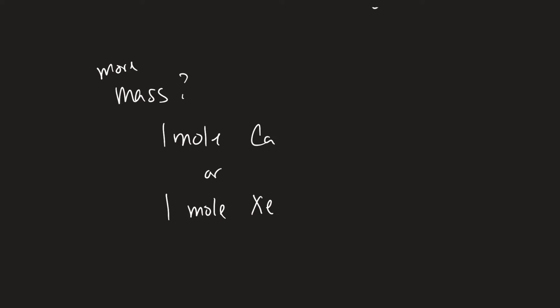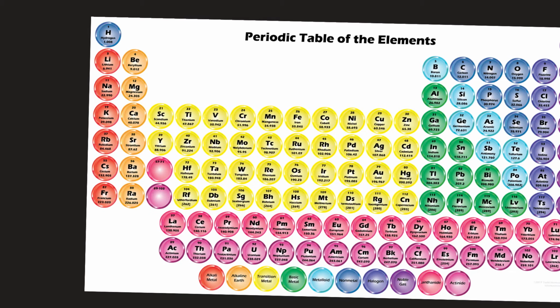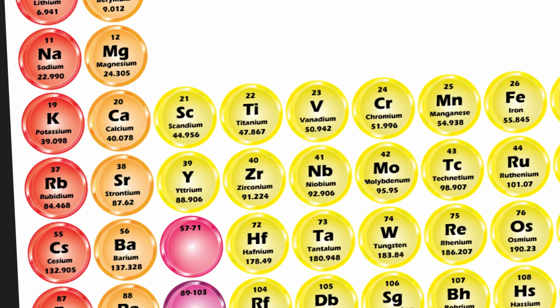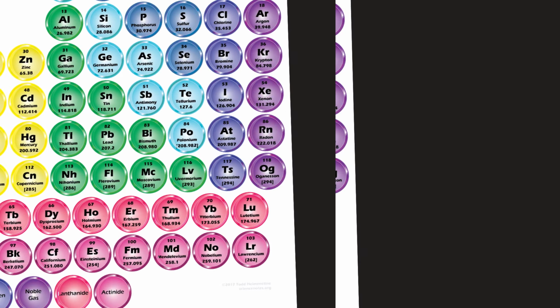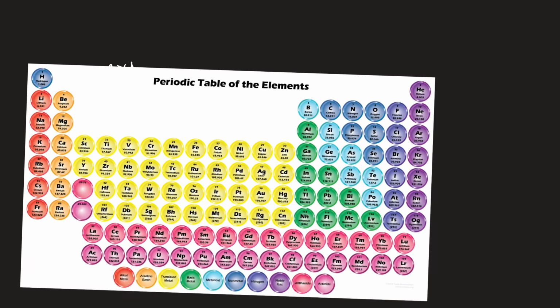And so let's go ahead and pull up a periodic table, and then let's investigate this. We see calcium. 1 mole of calcium will weigh 40.078 grams, while 1 mole of xenon has the mass of 131.294 grams. So we have the same amount of elements there, but the mass is different. So just keep that in mind.